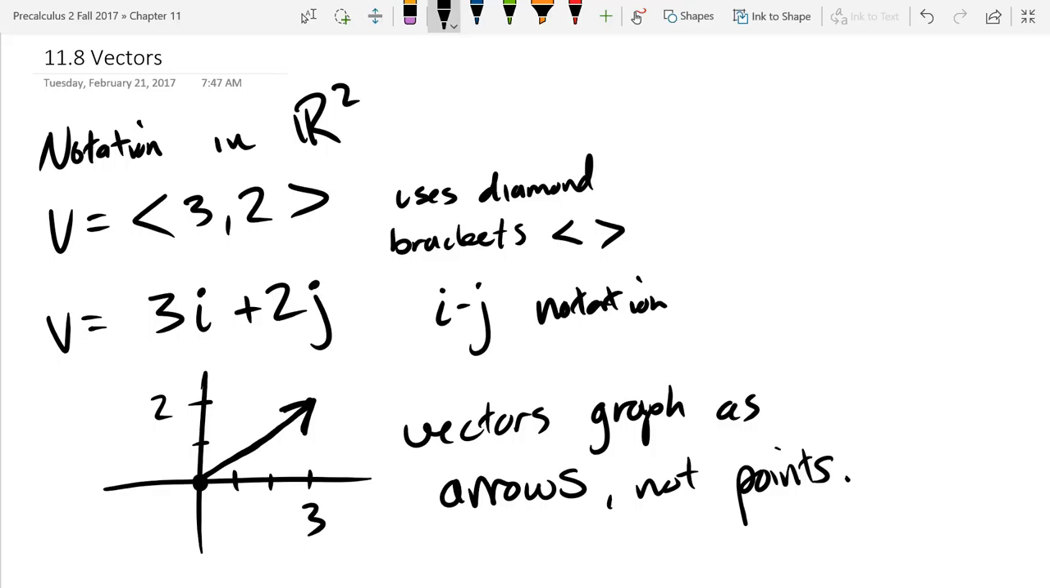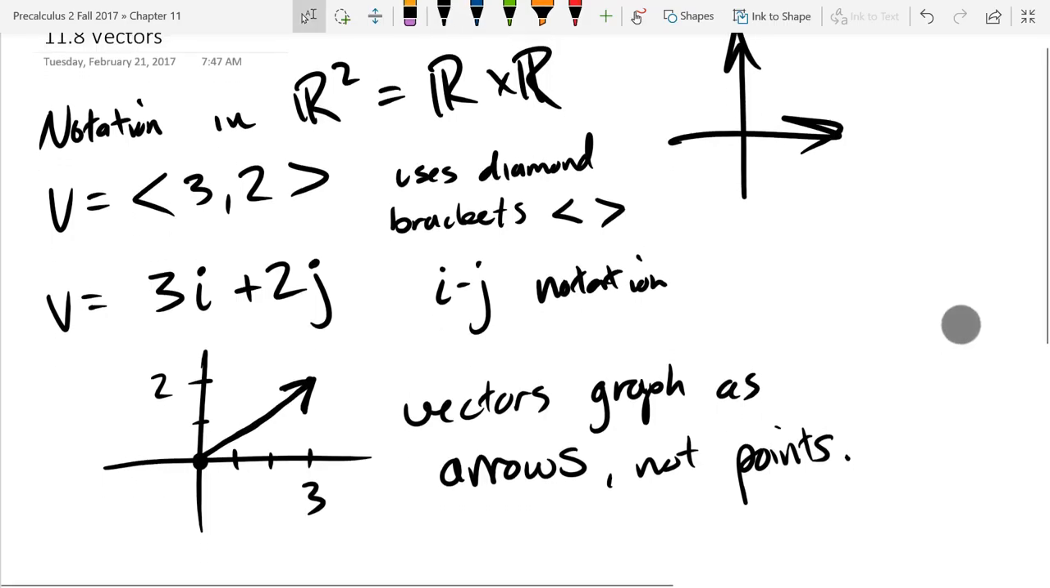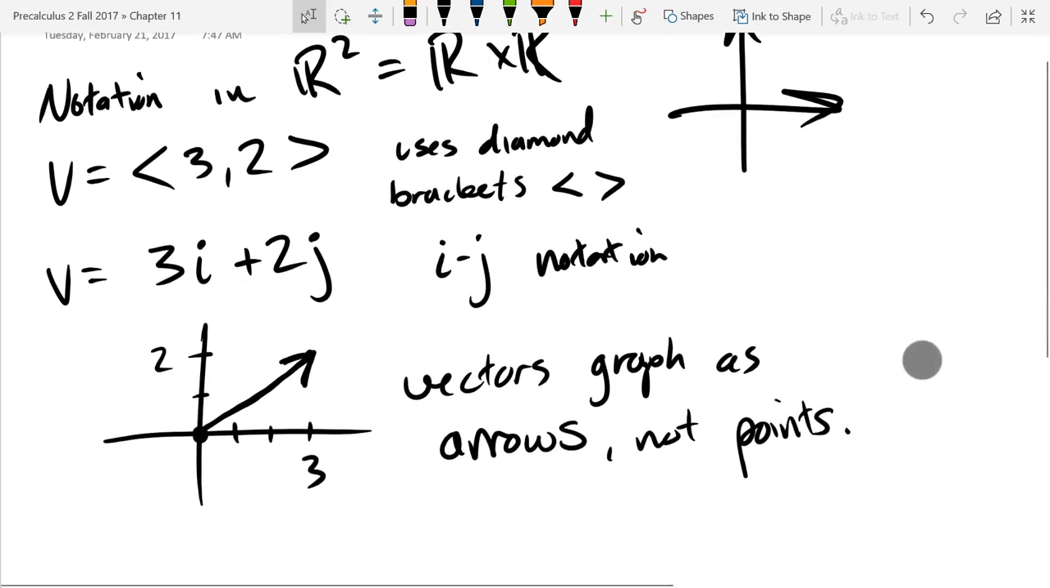If I talked about R2, pretty sure I have, R2 is R times R. Here's a real number line. Here's another real number line. If you take their product, you get the plane that you graph on. So that is R2. It's also a good character in Star Wars, but we're about to look at R3.